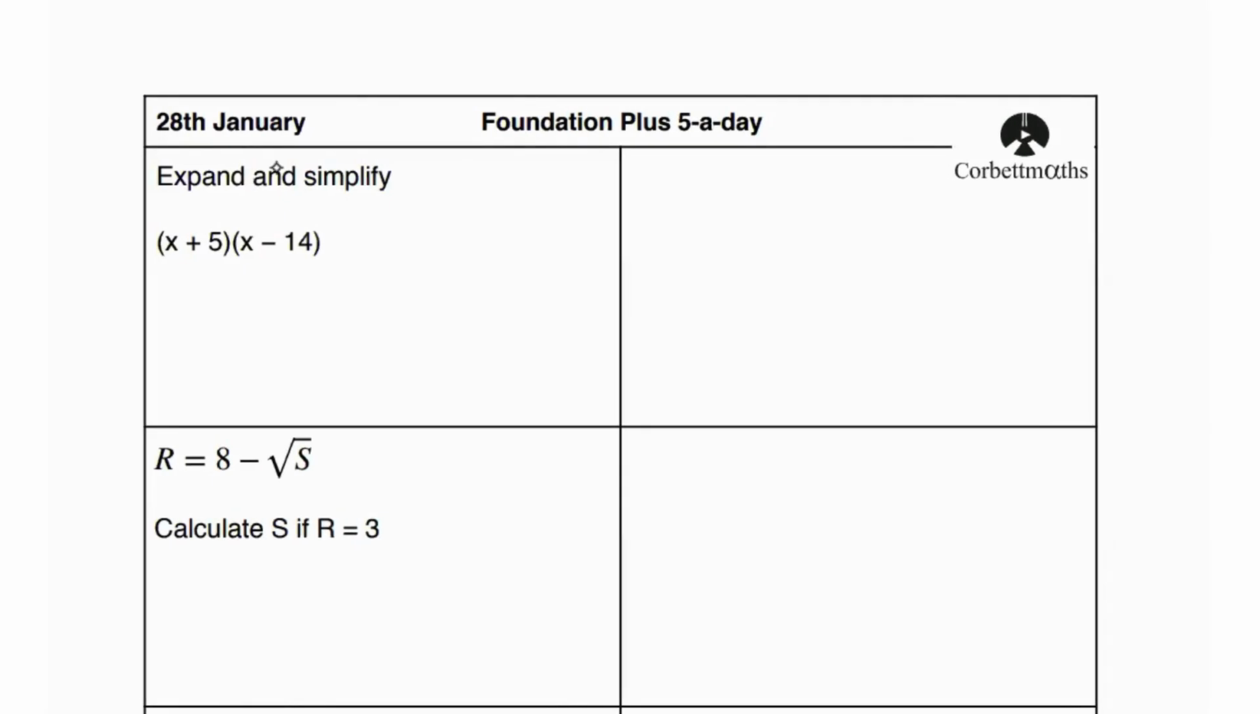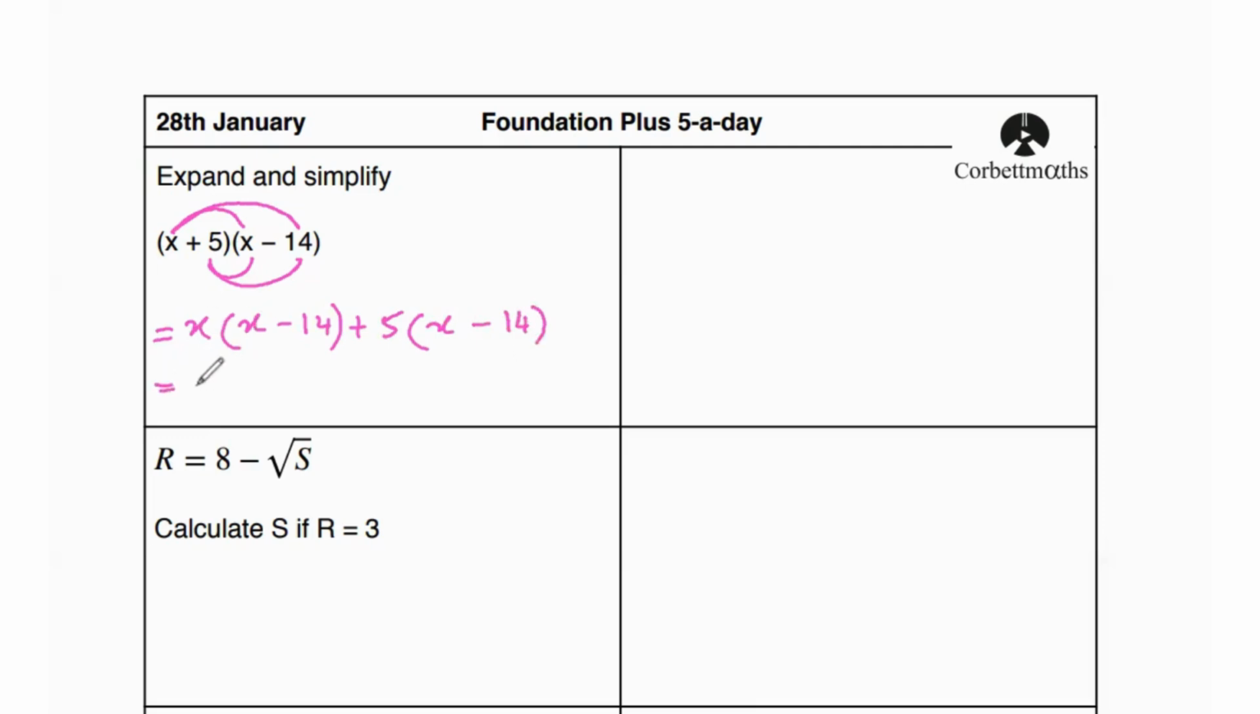In the first question, it says expand and simplify (x + 5)(x - 14). So when we're expanding double brackets, what you need to remember is that if you look at the first term in the first bracket, that gets multiplied with both the terms in the second bracket. And then the second term in the first bracket also gets multiplied with both the terms in the second bracket, which means we have x times (x - 14) plus 5 times (x - 14).